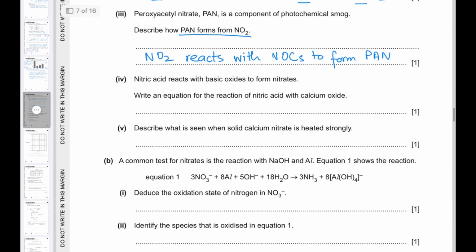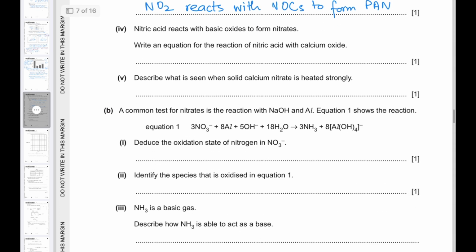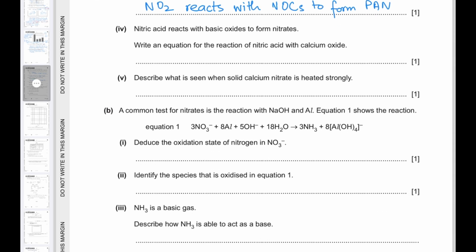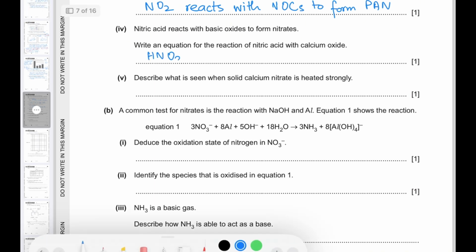Part 4. Nitric acid reacts with basic oxides to form nitrates. Write an equation for the reaction of nitric acid with calcium oxide. This will produce calcium nitrate salt. Now, calcium has a +2 charge, whereas the nitrate ion has a charge of -1. That means you need two nitrate ions to balance the +2 charge of the calcium ion and form a neutral unit. This also results in the production of water.